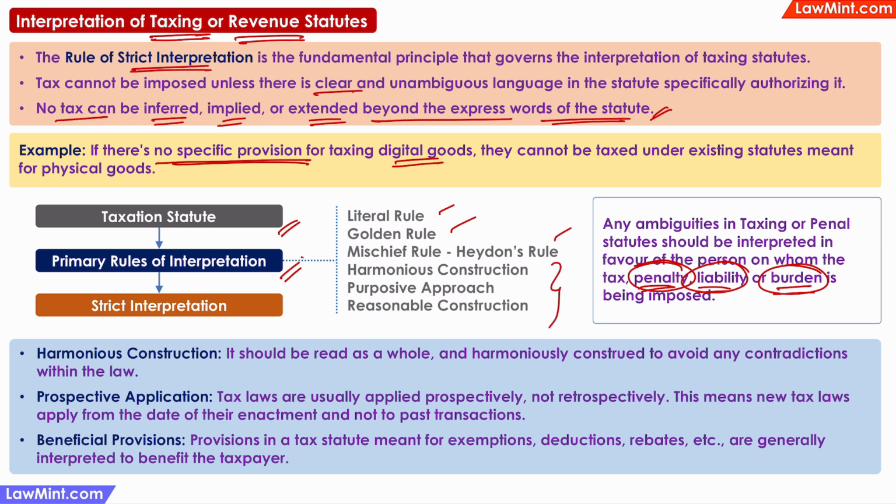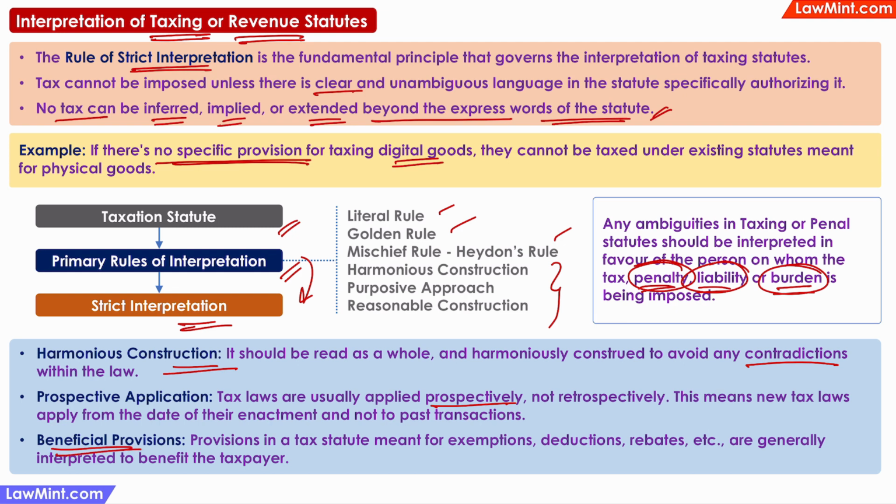And the outcome is interpreted strictly, and it is interpreted in favor of the person. The other basic principles to be followed include harmonious construction so that the interpretation does not lead to contradictions within the statute itself or with other statutes. Also, new tax laws should be applied prospectively on transactions occurring after the enactment of the statute and not on past transactions that occurred before the law became effective.